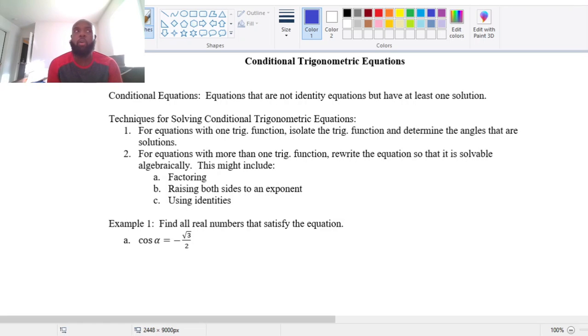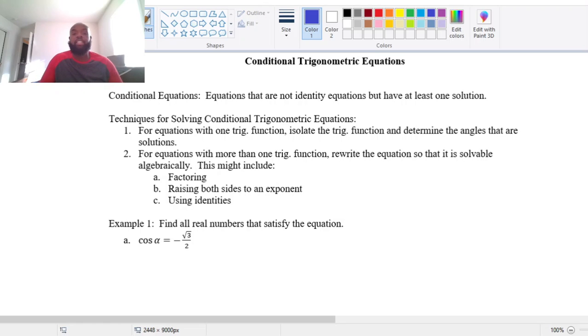Conditional equations are what we normally think of when we're thinking about solving equations, right? You're going to have at least one solution, but you won't have infinitely many solutions that compose a big chunk of our real number line. And so remember, conditional equations are equations that are not identity equations, but have at least one solution.